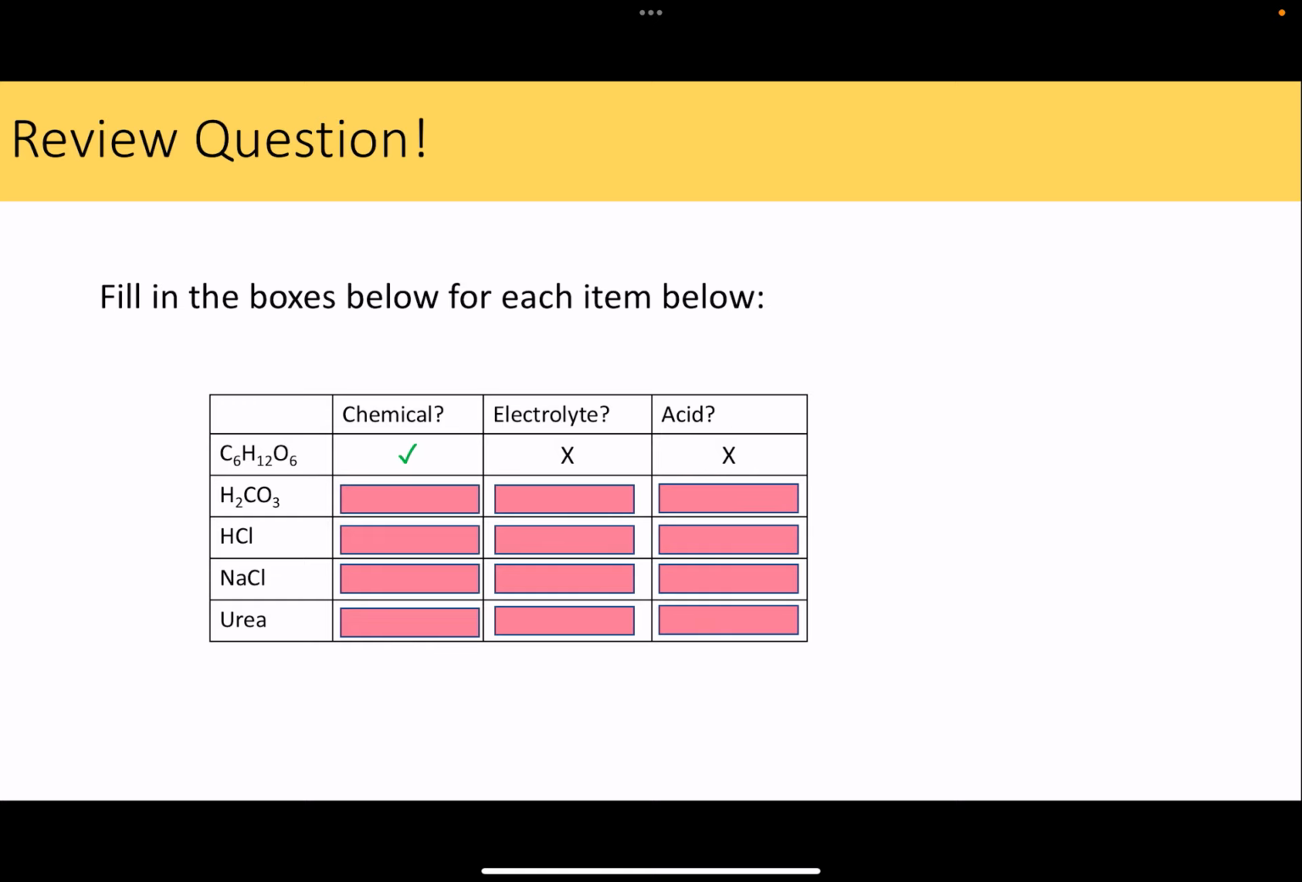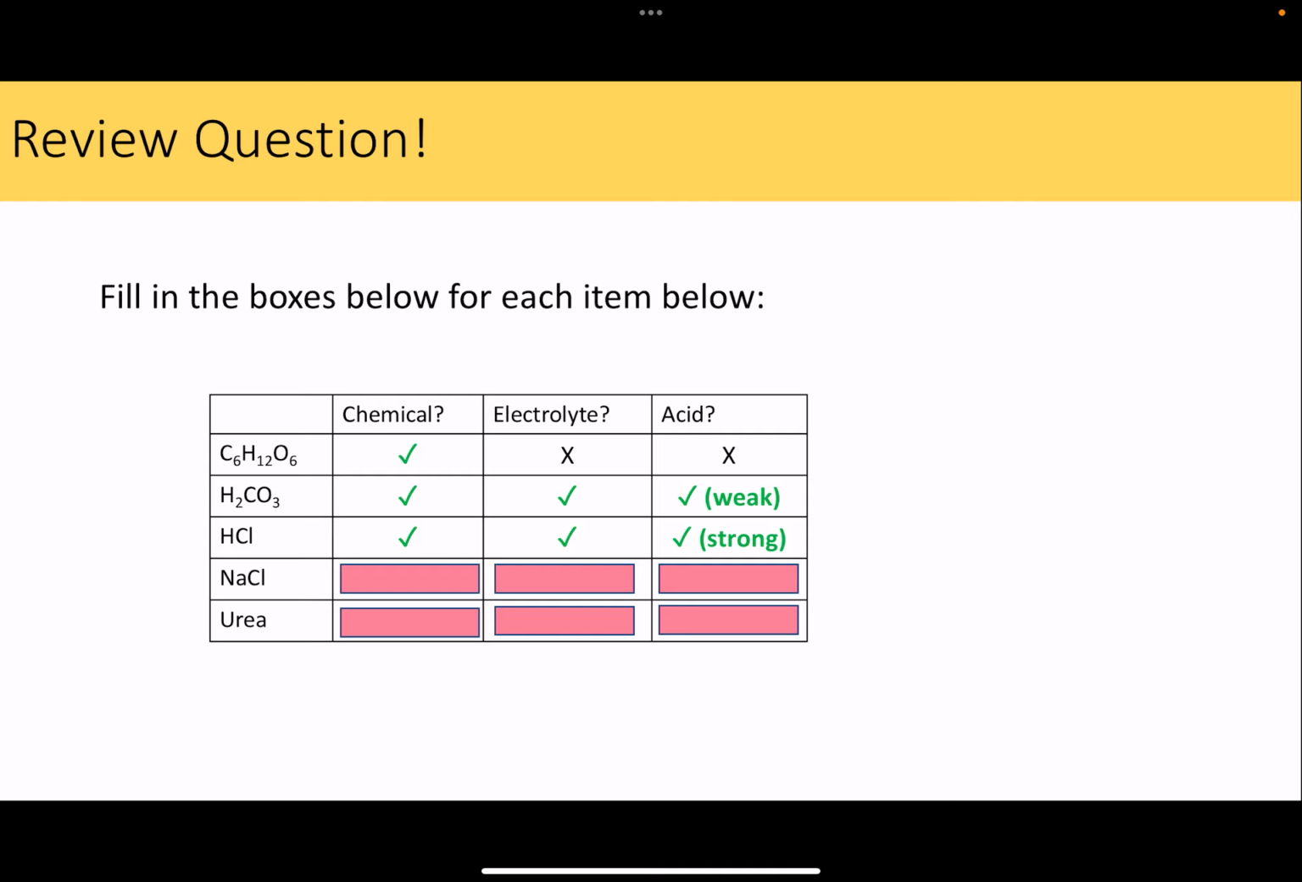Carbonic acid, is it a chemical? Yes. Is it an electrolyte? Yes. Is it an acid? It's in the name, carbonic acid. But it's a weak acid, because it only gives away one of its two hydrogens. HCl, is it a chemical? Yes. Is it an electrolyte? Yes, it does split in solution. Is it an acid? Yes, it's a strong acid.